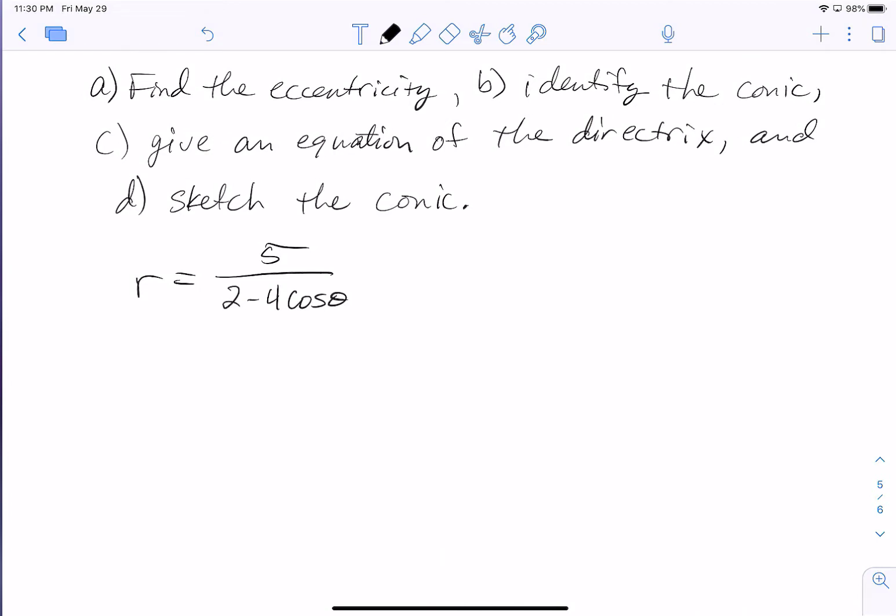Given the information that you know, I'd like for you to go through parts A, B, and C. So find the eccentricity, identify the conic, give an equation of the directrix. And I'd like for you to plot points associated with theta equal to 0, pi over 2, pi, and 3 pi over 2. When you're done with all of that, come back to the video and then we'll finish it off together because there are additional considerations here with the asymptotes. So go ahead and pause it now and crank through as much as you can.